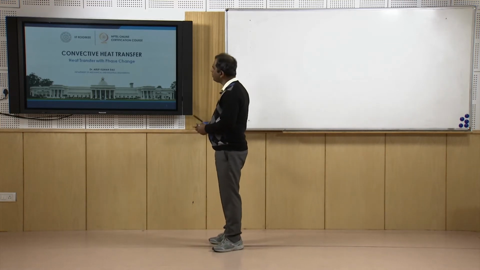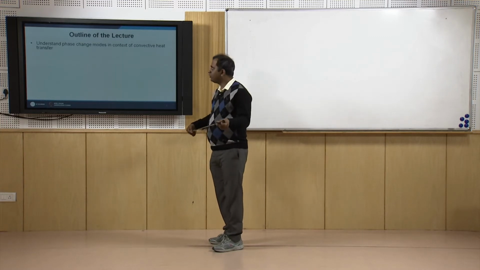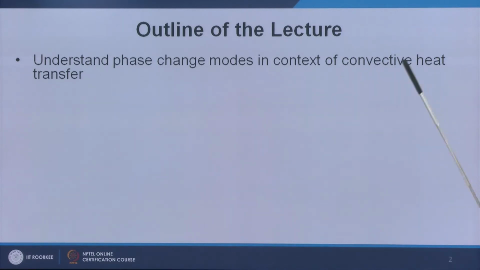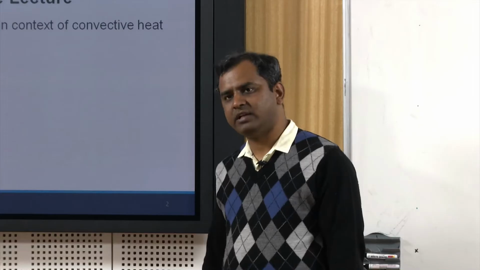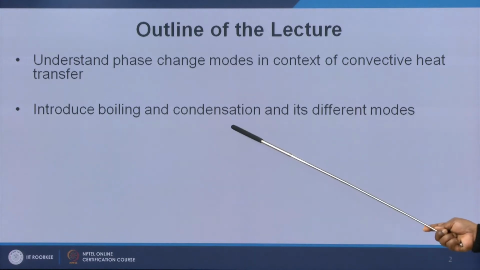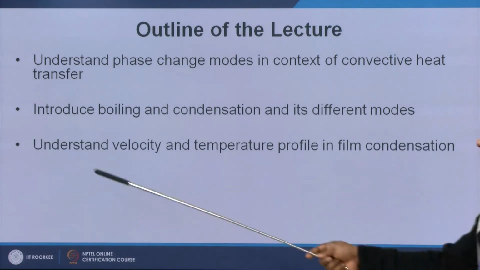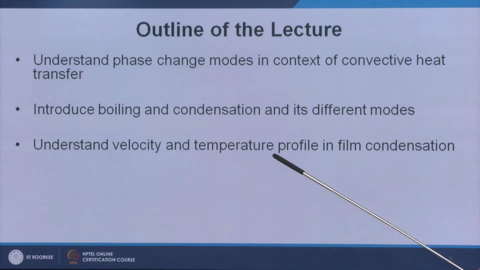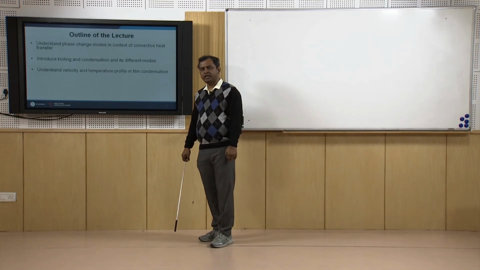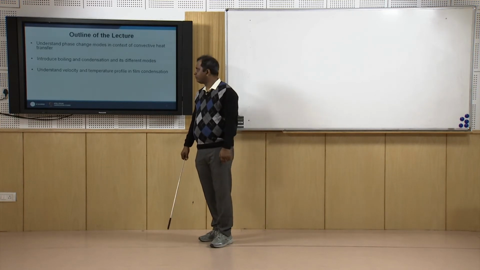Now, first let me tell you what things we will be covering in this lecture. We will be understanding phase change modes in the context of convective heat transfer, that is, what are the different phase change modes where convection heat transfer is observed. After that, we will be introducing boiling and condensation with their different modes. We will also be understanding the velocity and temperature profile in film condensation, and side by side we will be discussing the equations required for boiling cases.